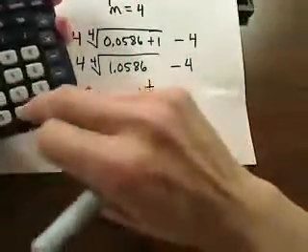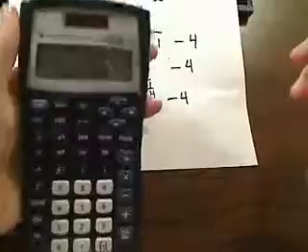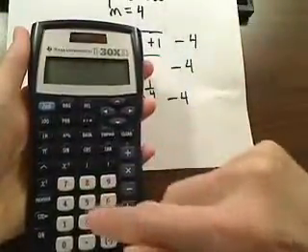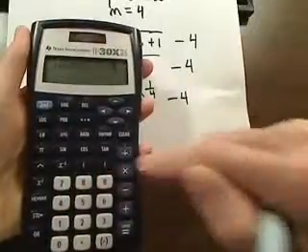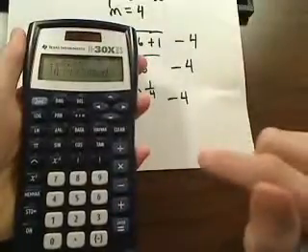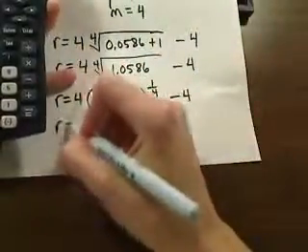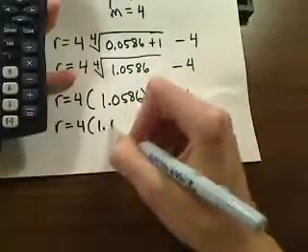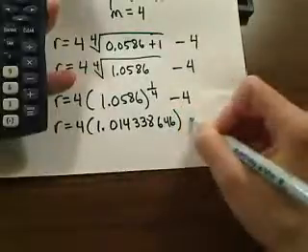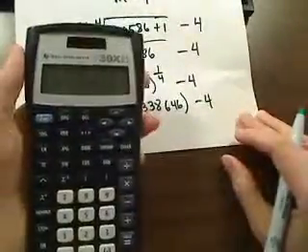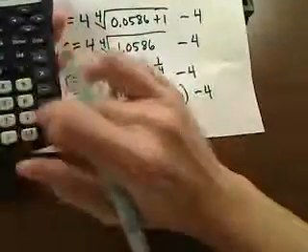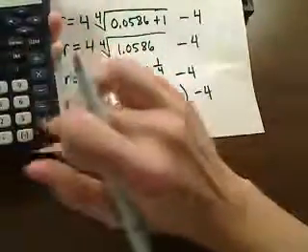So I'm going to plug in my 1.0586. I don't know if you can see that very well. And then I'm raising that to the 1/4 power. I need to put parentheses around my 1/4 so that it takes it as that whole entire power right there. And then I'm going to hit enter. So I get this number right here, 1.014338646. Okay. I'm going to go ahead and keep that in my calculator, and I'm multiplying by 4 as the next step, and then I'm going to subtract 4.